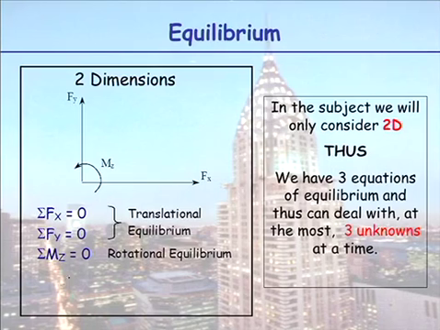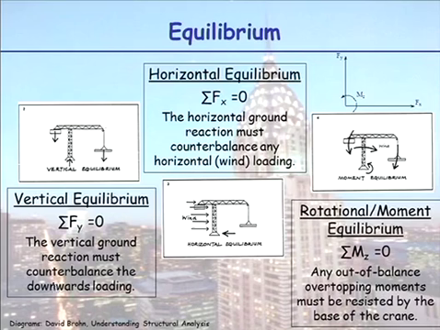So how many unknowns can we solve for? 3 equations, 3 unknowns. Okay? You know simultaneous equations, 2 unknowns, 2 equations, 3 unknowns, 3 equations. So in order to calculate reactions, our structure can have no more than 3 unknowns in it.